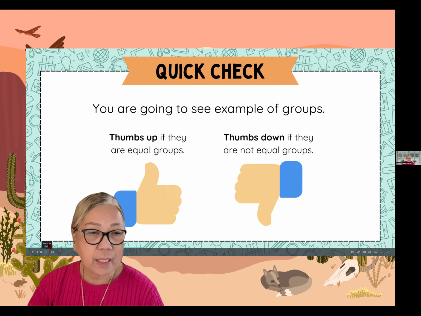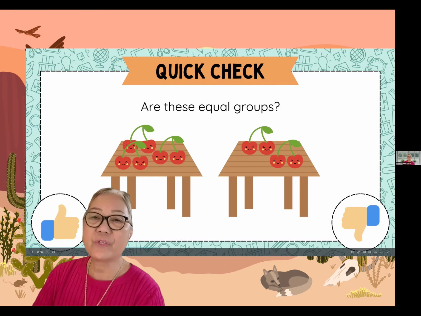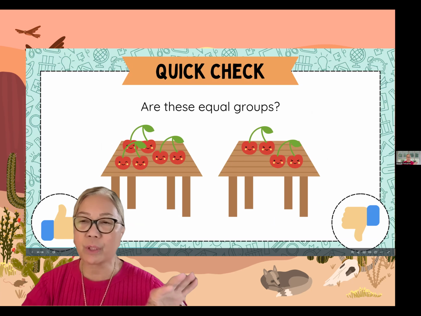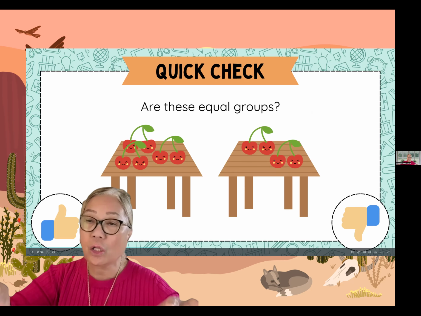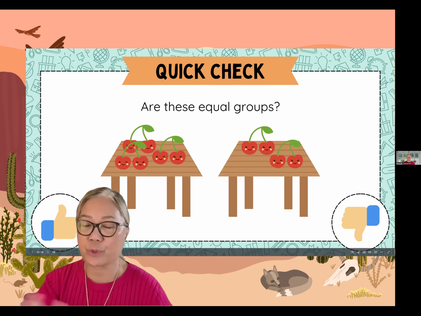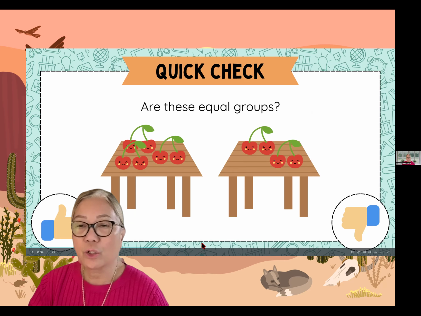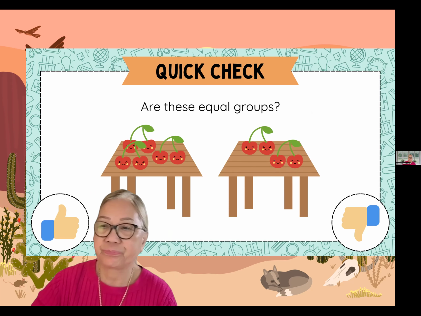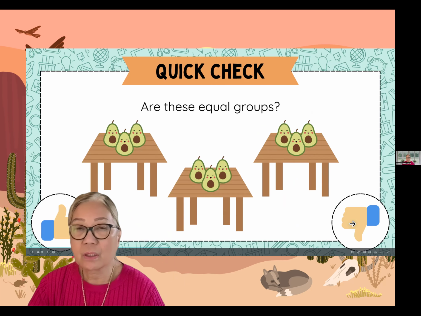All right, I will quick check. Are these equal groups? So we thought about equal, meaning all groups have the same number of items. So you count table 1 and then you count on table 2. Is it a thumbs up or a thumbs down? It's a thumbs down, right?